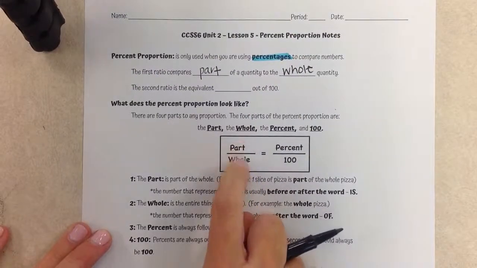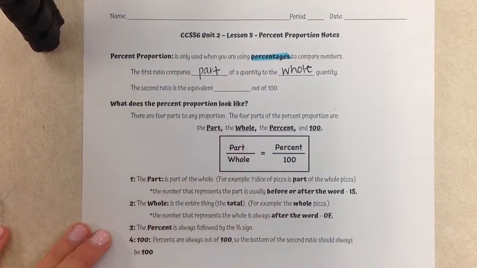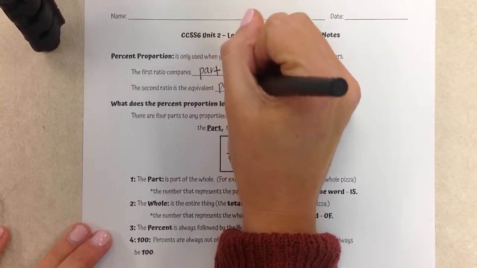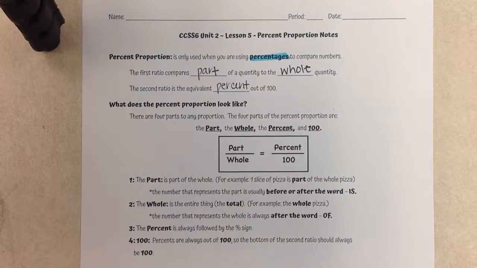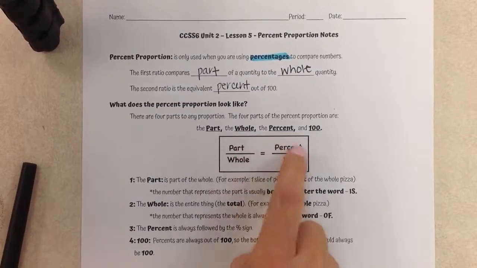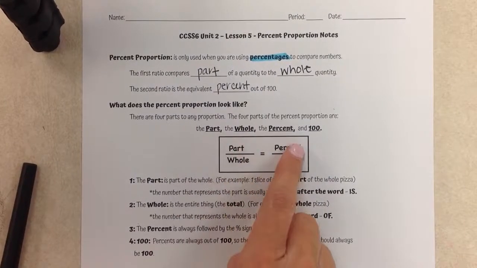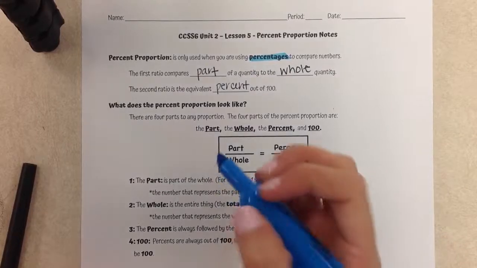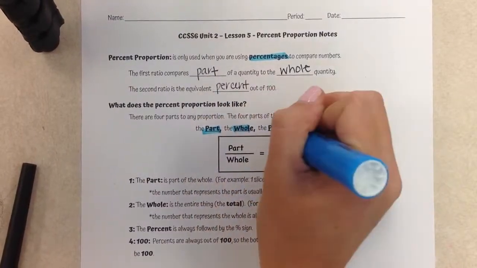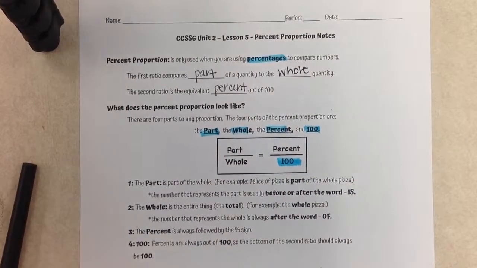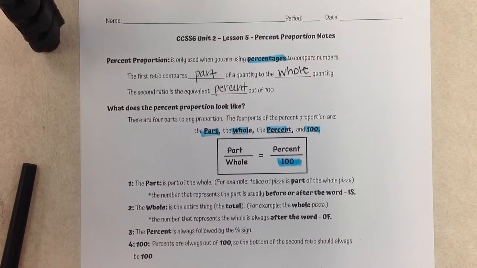So that's this first ratio here, okay? And the second ratio is always the equivalent percent out of 100. So this 100 is always there. Where we're plugging in numbers is in these three parts here, okay? So there's 4 parts to percent proportion. You have the part, the whole, the percent, and 100. Like I said, that 100 is always going to be there.